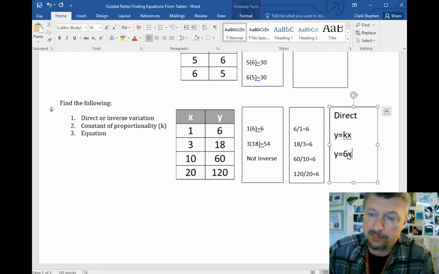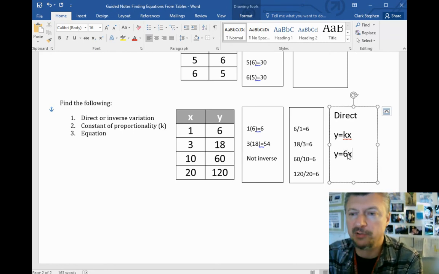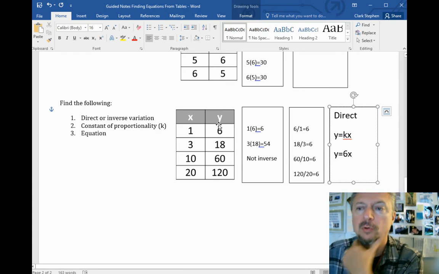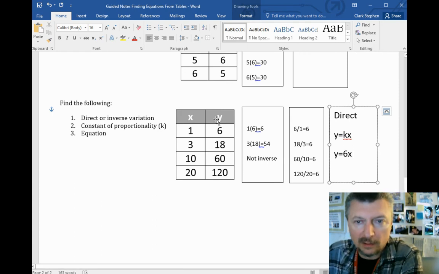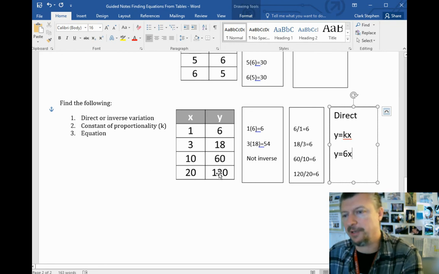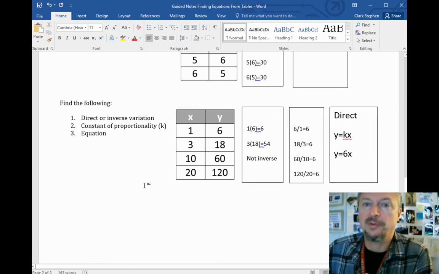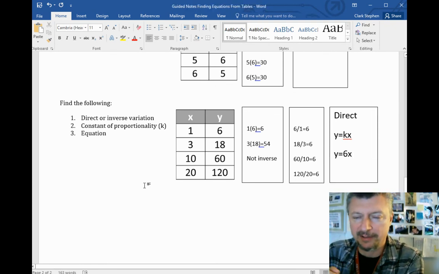Now you can check it. Y is always going to equal 6x. So first point, you have x is 1. 6 times 1 is 6. That's right. Next point, 6 times 3 is 18. Right again, 6 times 10, 60. 6 times 20, 120. All right. Hope you understood that. See me in Zoom if you didn't. Try them on your own. Go back and watch. Okay.